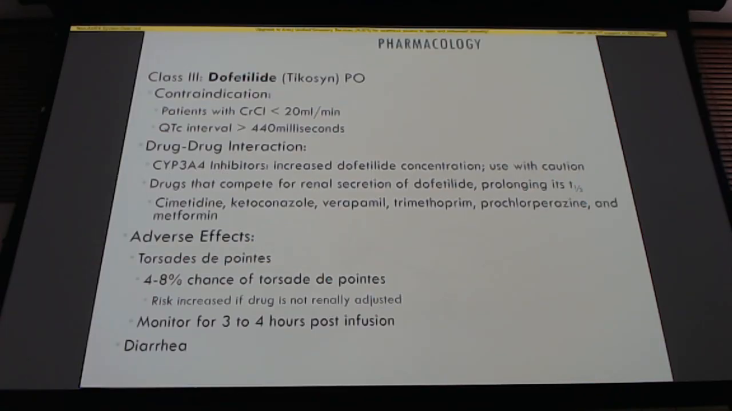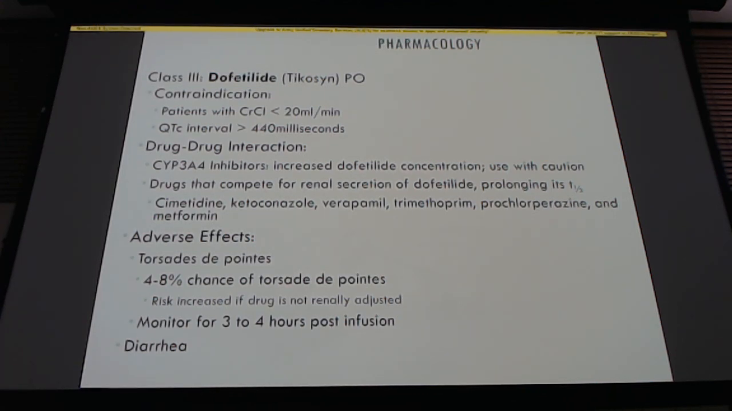Looking at my contraindications, because of the way that I am excreted, I need to make sure that their creatinine clearance is above 20. And then making sure that they don't have QTc prolongation. Your drug interactions, again, make sure that you're understanding that there's a lot of interactions occurring. Don't try to remember all of the specific interactions, just understand there's lots of interactions with this med. So if you see somebody that's on dofetilide, you don't need to look it up, okay? Because they have a lot of interactions.